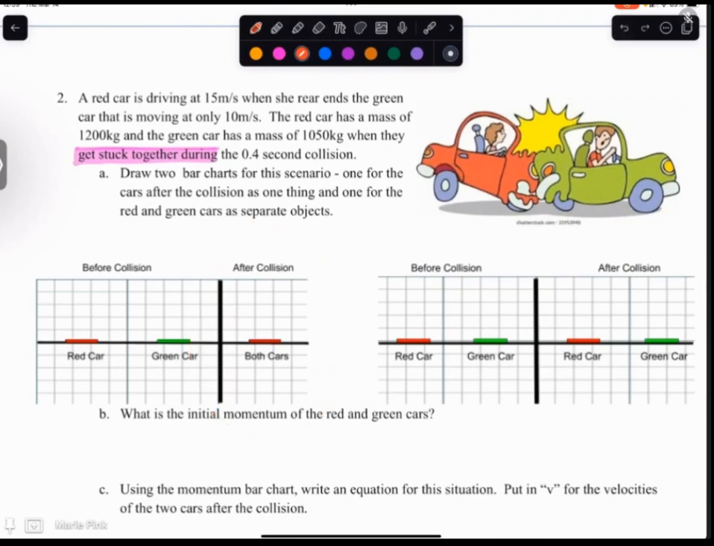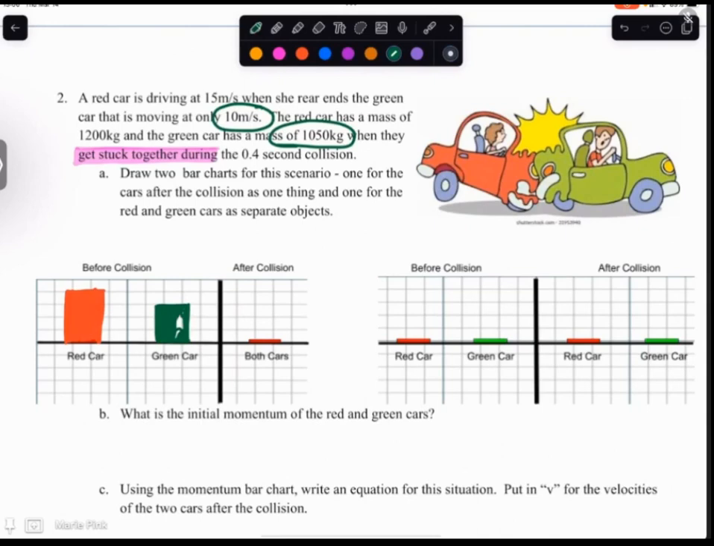Before the collision, however, we have the red car that was going faster and has more mass. Because it's going forwards, it's going to be positive. And the green car is also going forwards. The green car has a mass of 1,050, and its initial speed is 10 meters per second. So you're going to have a smaller momentum.